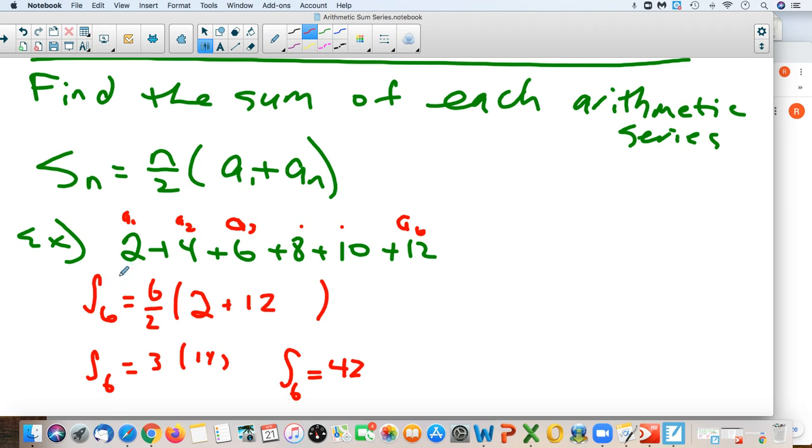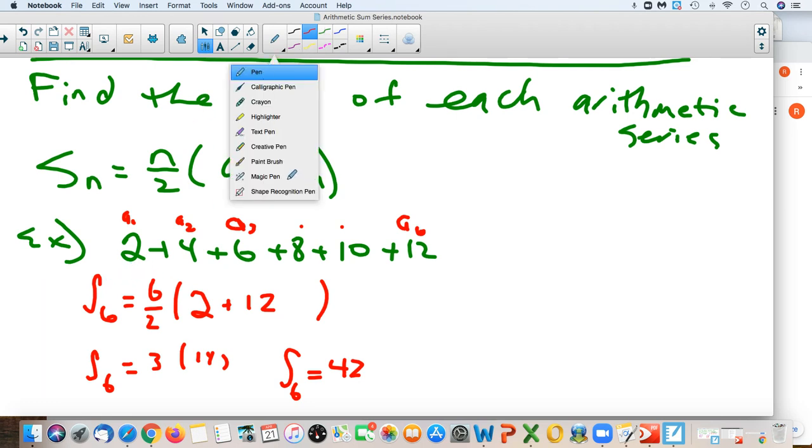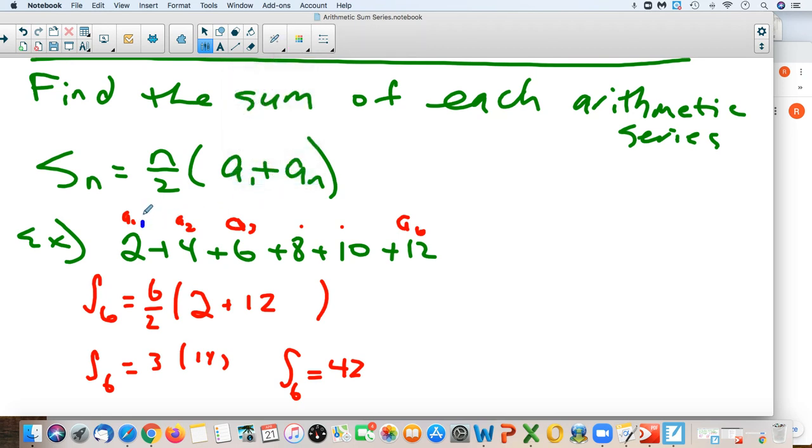Now, if you think about what Gauss thought about a long time ago, he said, I notice if I add the 2 and 12, you get 14. You add the 4 and 10, you get 14. You add the 6 and 8, you get 14. So you have 3 pairs of 14. So 3 times 14 is 42. So it works very nicely, the formula. So now we're going to accept the formula works.